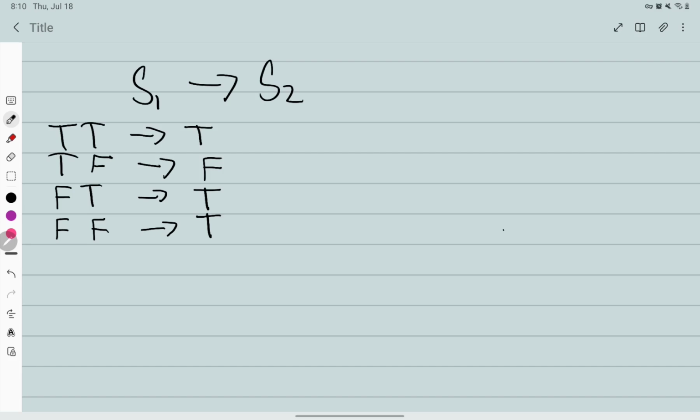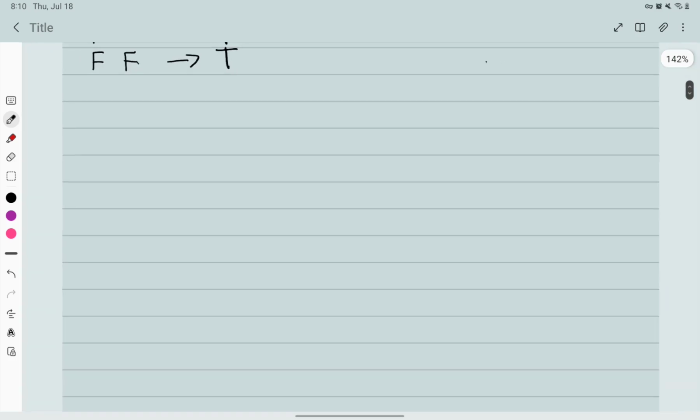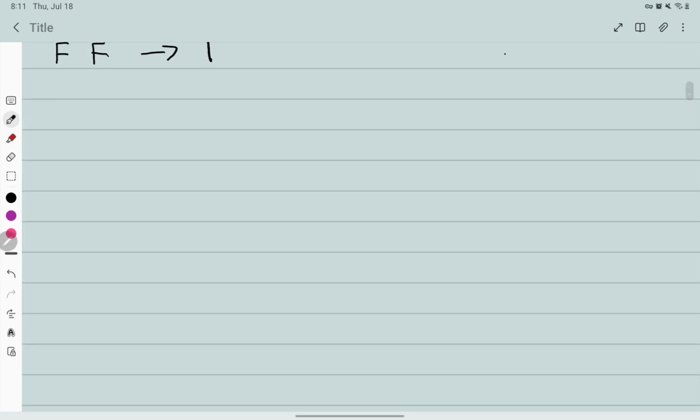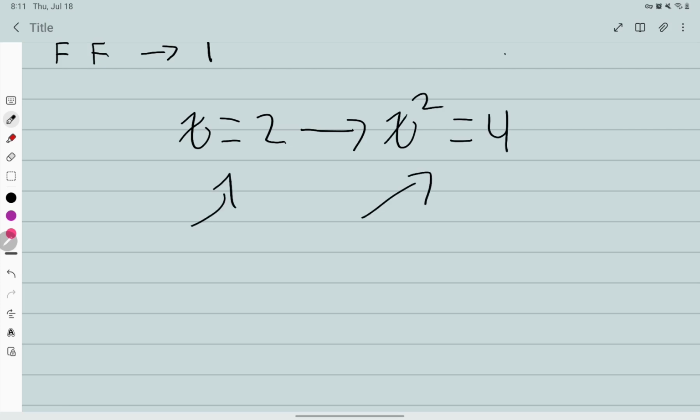And this is somewhat counterintuitive, that you could have a false hypothesis, and from a false hypothesis you could disregard the truthfulness of a conclusion. But it actually becomes very useful. So let's give an example. A true example would be if X is equal to 2, this implies X squared equals 4. So if this is true, then this is true.